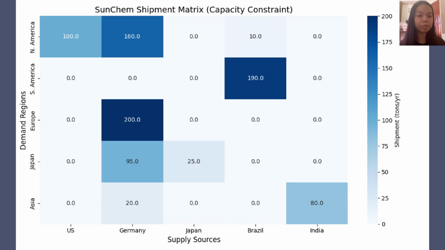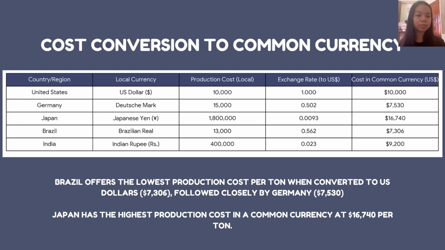Every choice we make here has a ripple effect. A shipment sent from the US to Asia isn't just a logistics cost, it is a production decision that uses up limited US capacity and potentially prevents us from serving a closer market like North America.